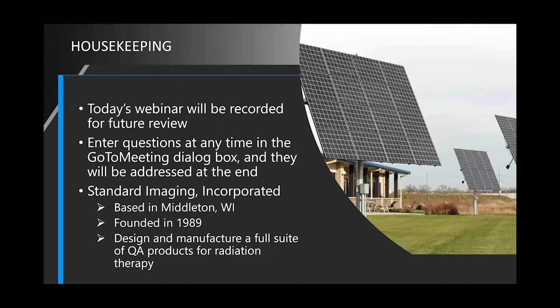And a quick history lesson for Standard Imaging as well. We're based in Middleton, Wisconsin, just outside of Madison. We've got a very good relationship with the University of Wisconsin Calibration Lab there. We were founded in 1989, so we just celebrated our 30th anniversary last year. Everybody kind of wants a do-over for this year, but we're plugging along with our 31st year in 2020.